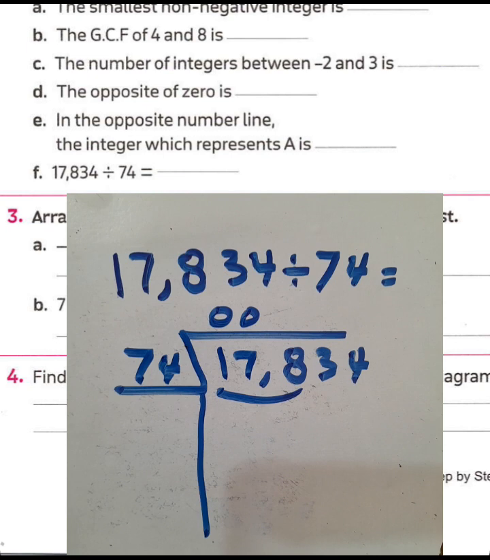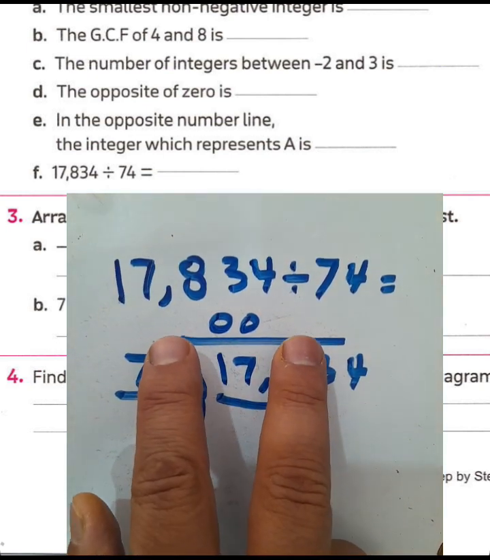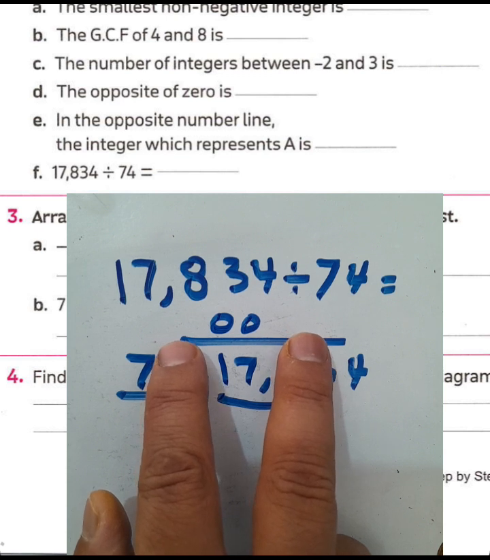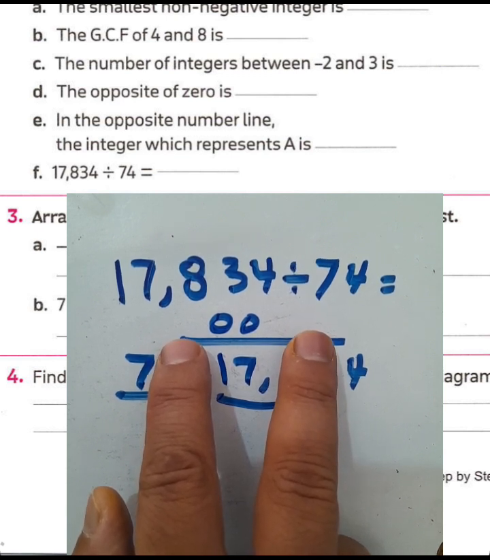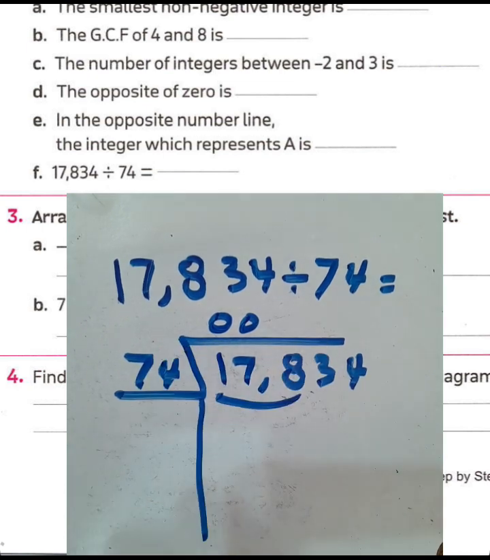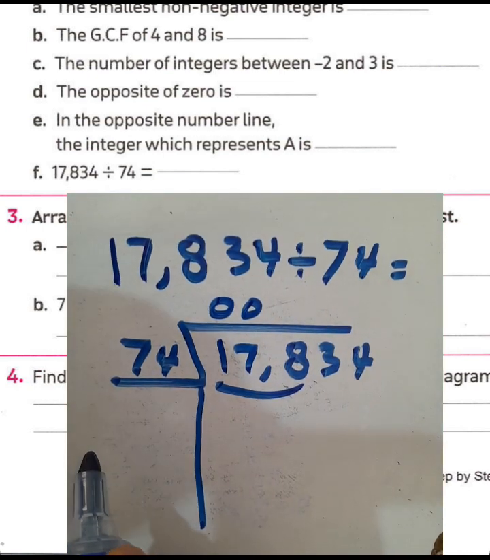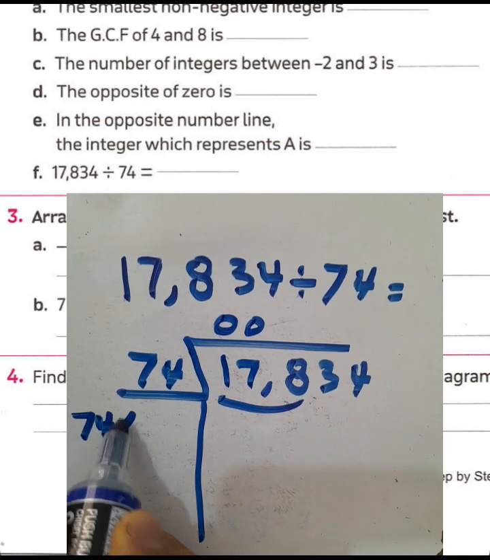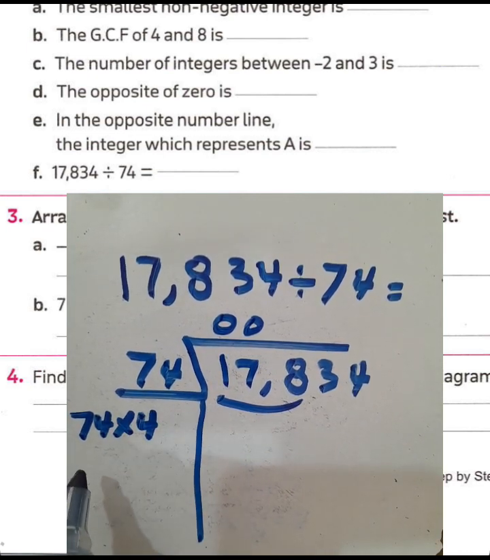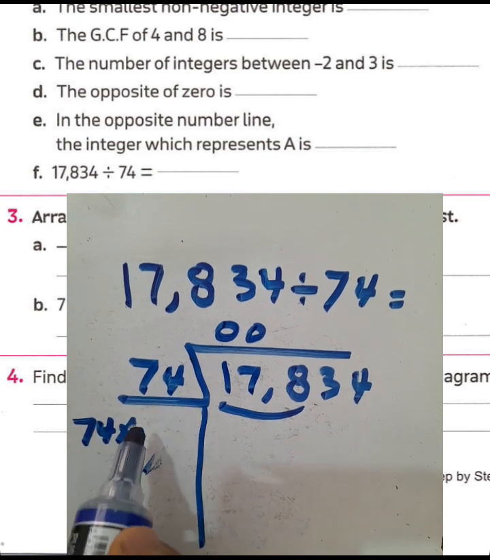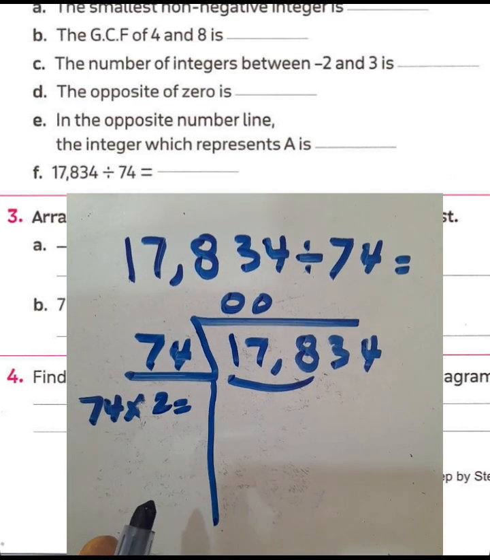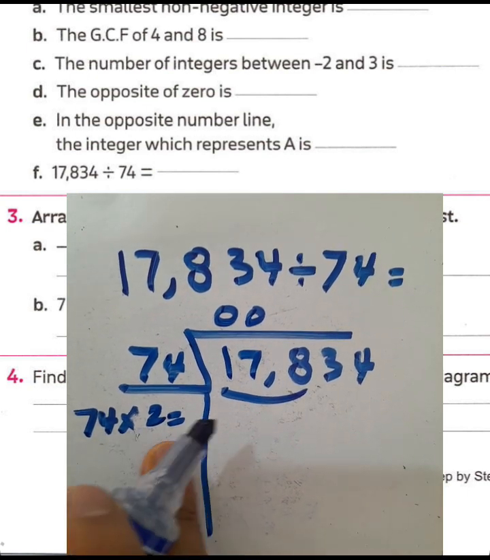So you must clear one digit by one digit here and ask yourself, 17 divided by 7 equals 2, because 2 times 7 equals 14 and remainder 3. So we can find the result between 74 and 2, because 2 times 7 equals 14. We must find the result by multiplication of 74 and 2.